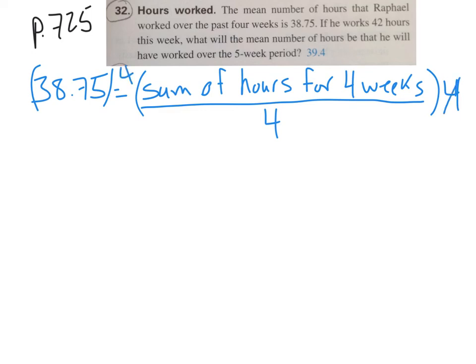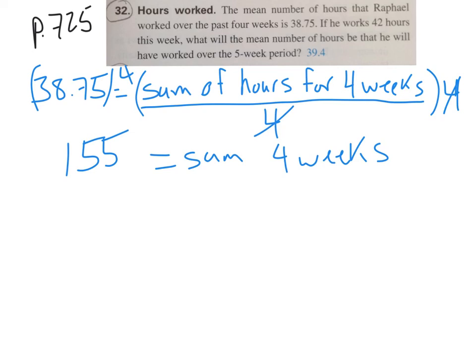If you multiply both sides by 4, this goes away, so our sum for 4 weeks will be equal to 38.75 times 4. And if you crunch those numbers, you should get 155. So this is good. Now we know how many hours he worked for this first 4 weeks.